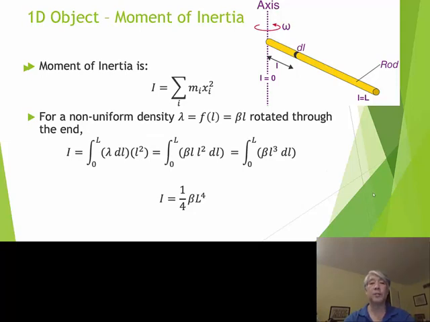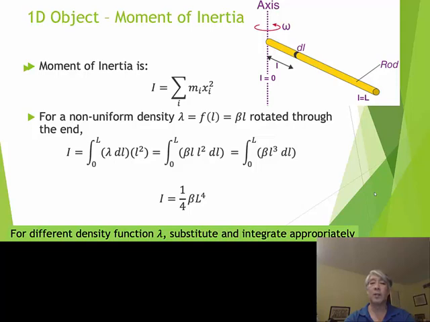Taking a look at the moment of inertia, it's the same process, except we're summing m x squared. Changing the sigma, when dl basically approaches 0, it becomes an integral. Lambda is still that function, beta L, and I'm going to rotate it about one end. So the moment of inertia in this case from 0 to L is lambda dl, which is our mass, times L squared for x squared. Expanding that out, it becomes the integral of beta L cubed dl. Going through the substitution, it becomes nothing more than 1/4 beta L to the 4th.